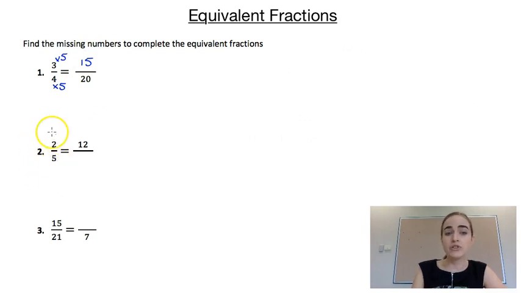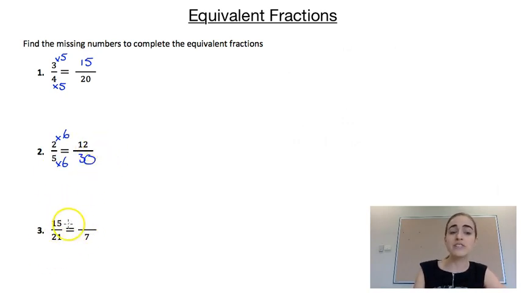For our second one, we've got 2/5 to start with. Our equivalent fraction, we want to have a numerator of 12. So this time it's the 2 that's been changed into a 12. So we need to figure out what we're going to multiply that 2 by to get to 12. And again, going through your 2 times tables, you'd have to multiply it by 6, which means we have to do the same thing to the bottom as well. And 5 times 6 is going to be 30. So 2 over 5 is equivalent to 12 over 30.